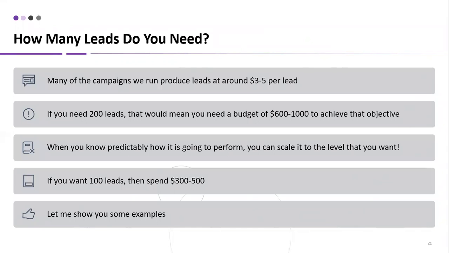But again, if you're getting 4, 5, 6 transactions from that $600 to $1,000 ad spend, those numbers make all the sense in the world, which is why people do this, right? But the point is when you know how predictably it's going to perform, you can scale, just like we were talking about. So like we talked about, if you wanted 100 leads, then spend less. So with that being the concept and the process, let me show you some examples.